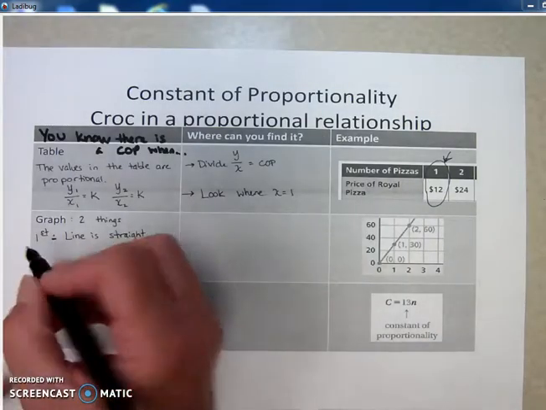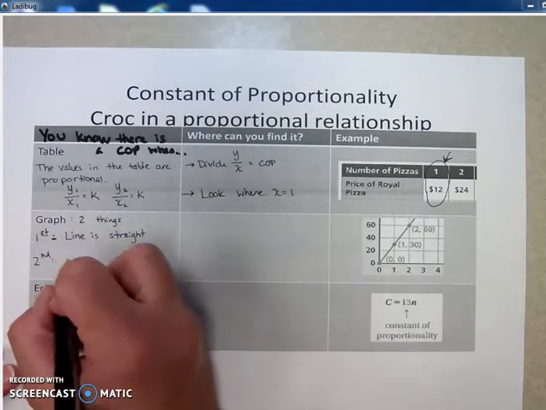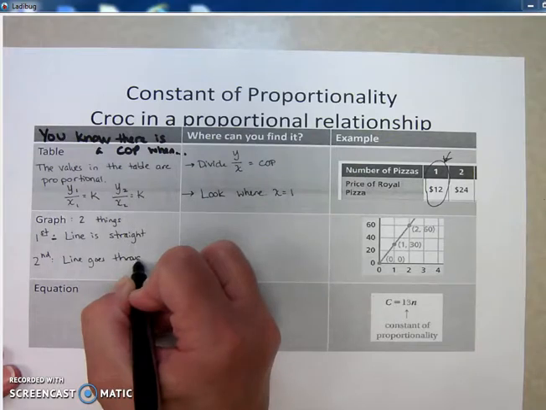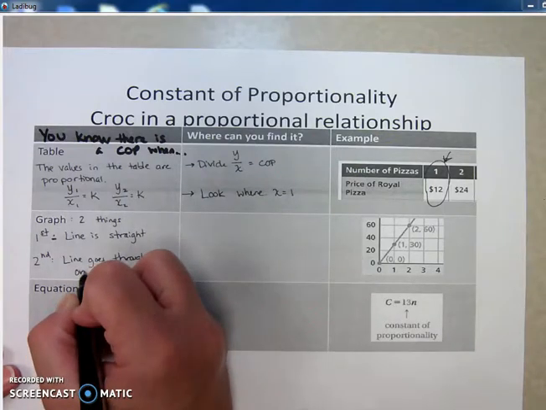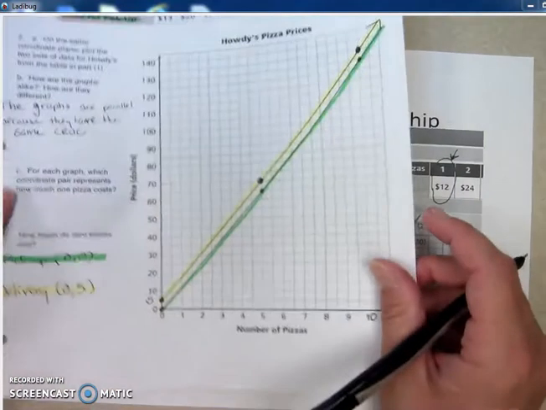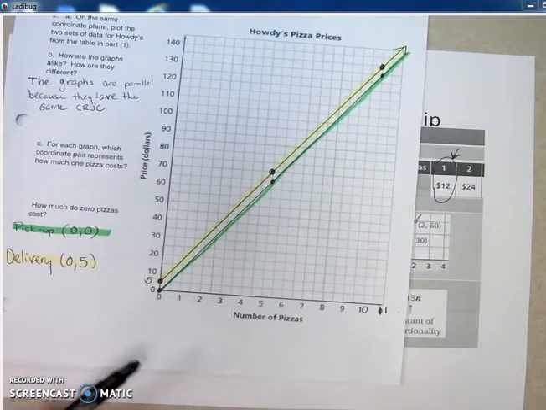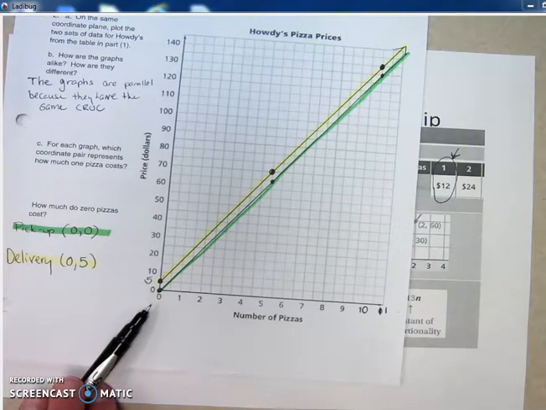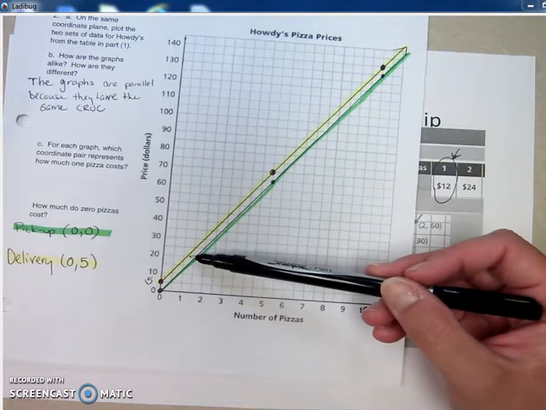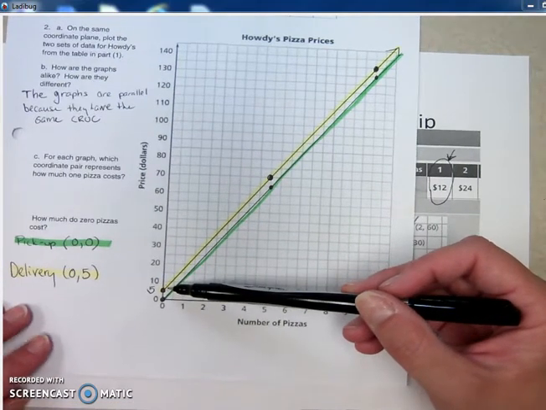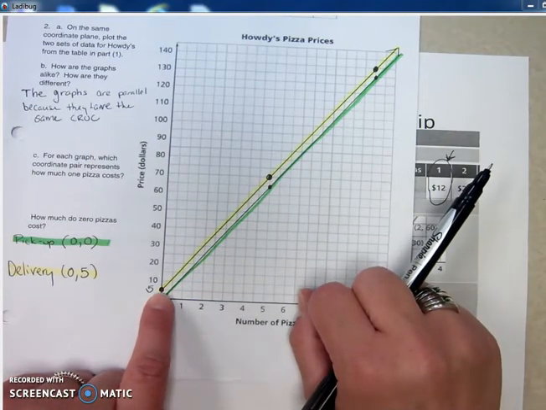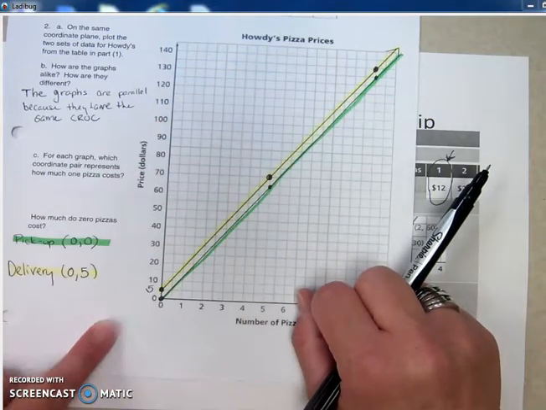But there's something else we should look for. The second thing you want to look for is the line goes through the origin. And the origin is the point (0, 0). So only one of these two graphs goes to the origin. And that's when you pick up the pizza. If you pick up the pizza yourself, you don't pay an extra fee. So 0 pizzas is $0. Since the yellow line here has a $5 fee for delivery, that's why it's not going to be proportional, because it doesn't go through the origin. It's always off by 5. And so then this yellow line is not proportional.